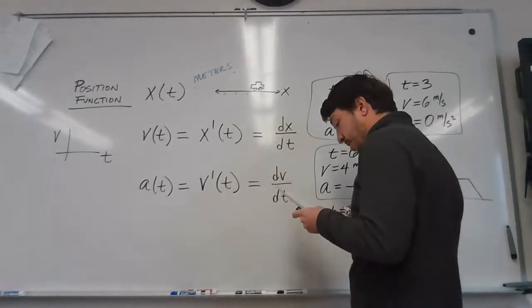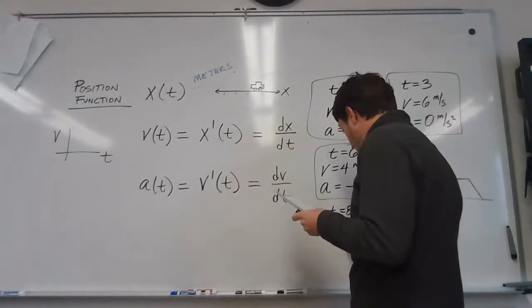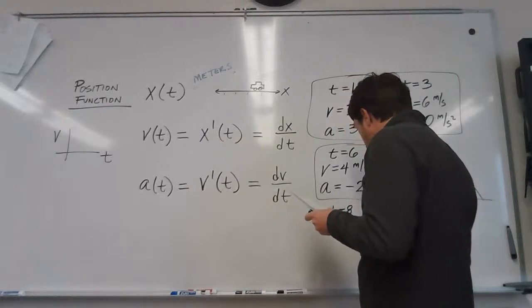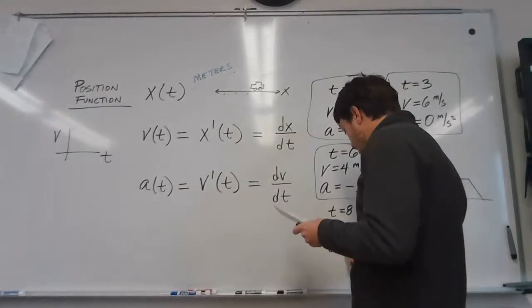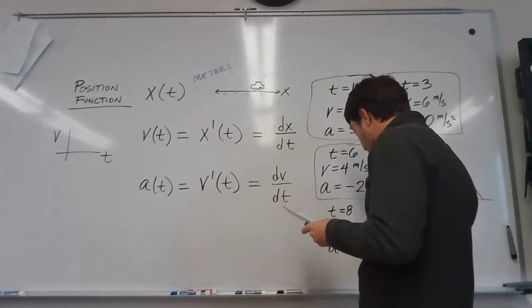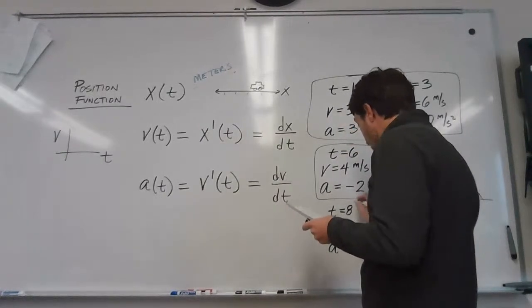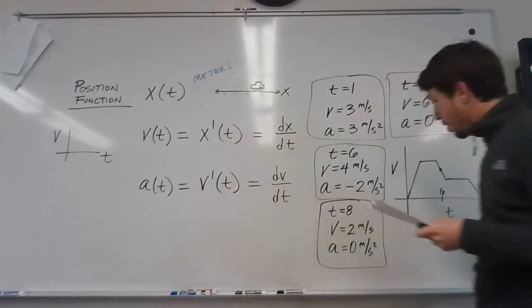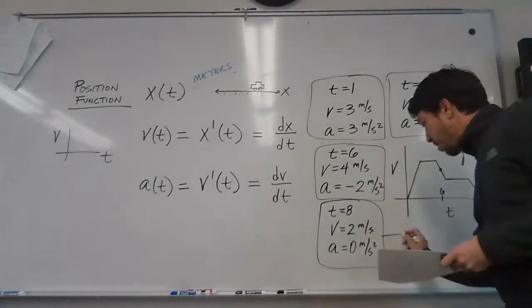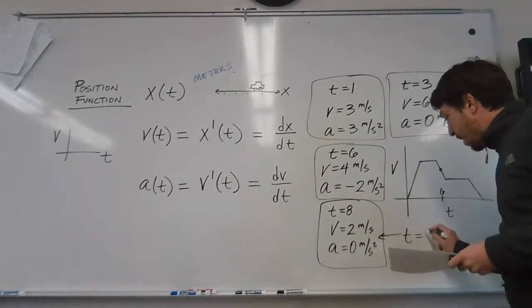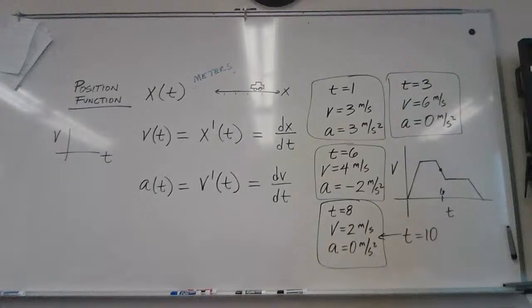What's the velocity at time 8? 2. Very good. So I'm moving to the right again. My acceleration is... How about at time 10? It's the same exact thing. So this is also happening when time is 10. Nothing has changed.